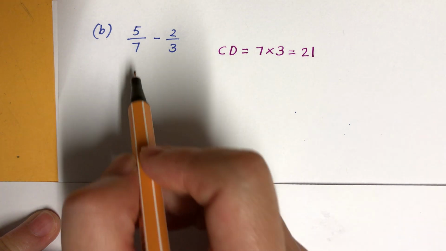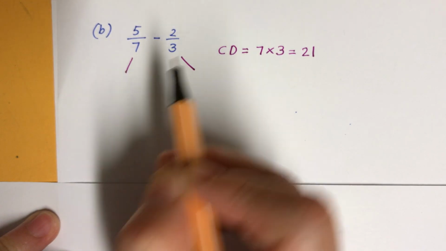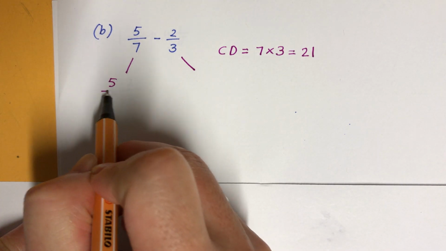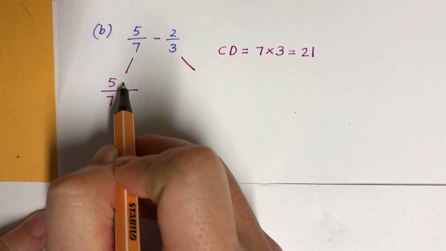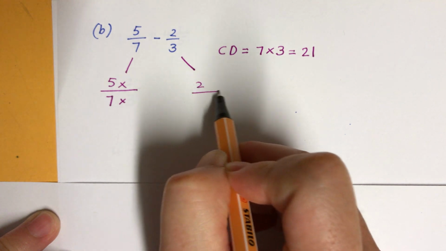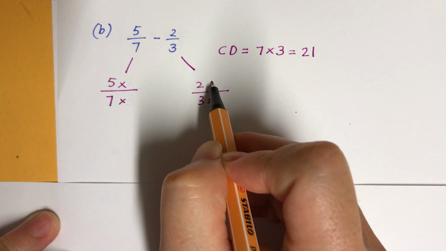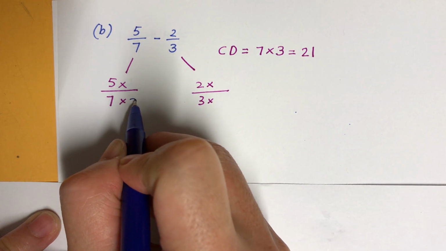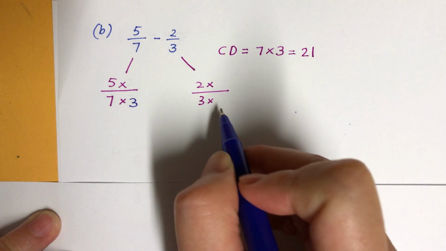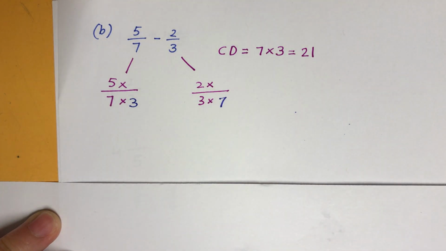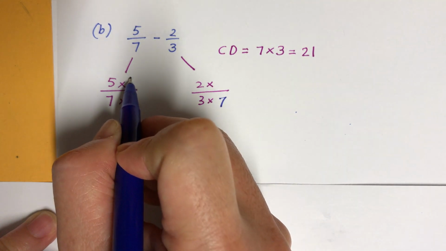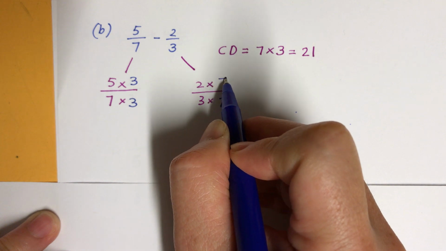So you need to change each one of them to a denominator of 21. So 5 over 7, I need to times something so that I could have 21 as my denominator. So what do I have to times? 7 times 3 will be 21. 3 times 7 is 21. Now again, whenever you times on the denominator, you will do the same thing on the numerator.